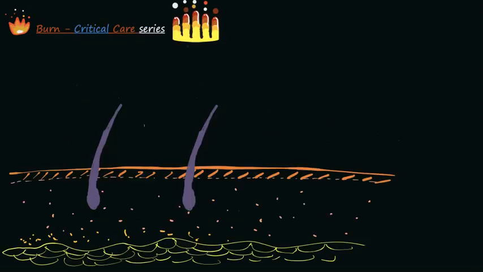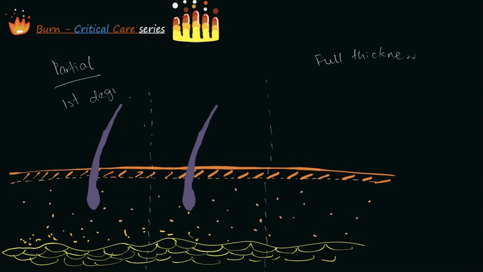Here is the cross-section of the skin. You have the epidermis, the dermis, and the hypodermis. Burn is categorized into different severity according to the depth of burn involved. It can generally be divided into partial or full thickness burn, and in partial it can be either first degree or second degree. This depends if it crosses the basement membrane. If it crosses beyond the epidermis into the dermis, then it has become a second degree burn.